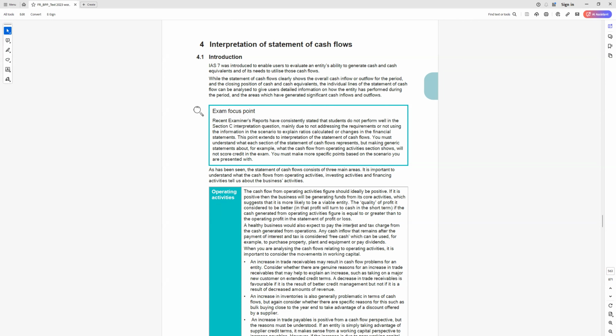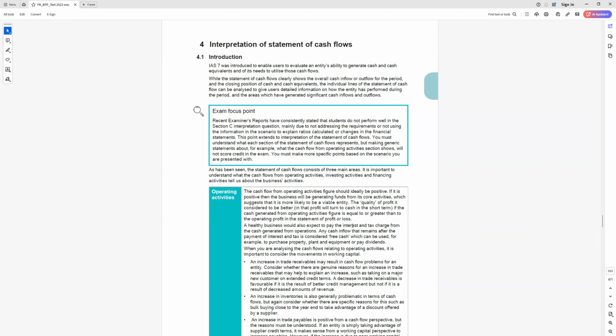Most of the time, obviously, in the exam, the question will ask you both. They'll ask you to calculate the cash flow statement, or sometimes they can ask you individually. For example, they can ask you the cash flow from operating activities. They will give you the data that is relevant only for the cash flow from operating activities, or they can ask you about financing or investing activities. And on top of that, they'll ask you the meaning of that.